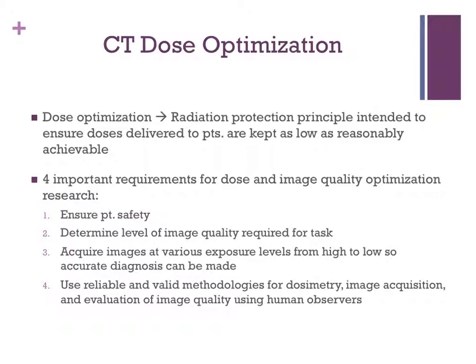Dose optimization strategies have been created to help CT users reduce the dose to the patient while also maintaining optimal image quality. Dose optimization is a radiation protection principle that is intended to ensure doses delivered to patients are kept as low as reasonably achievable. Essentially, the principle of optimization refers to reducing radiation dose while maintaining the required image quality necessary for the radiologist to make a diagnosis. And dose optimization has actually been getting increased attention in regards to pediatric CT imaging especially.